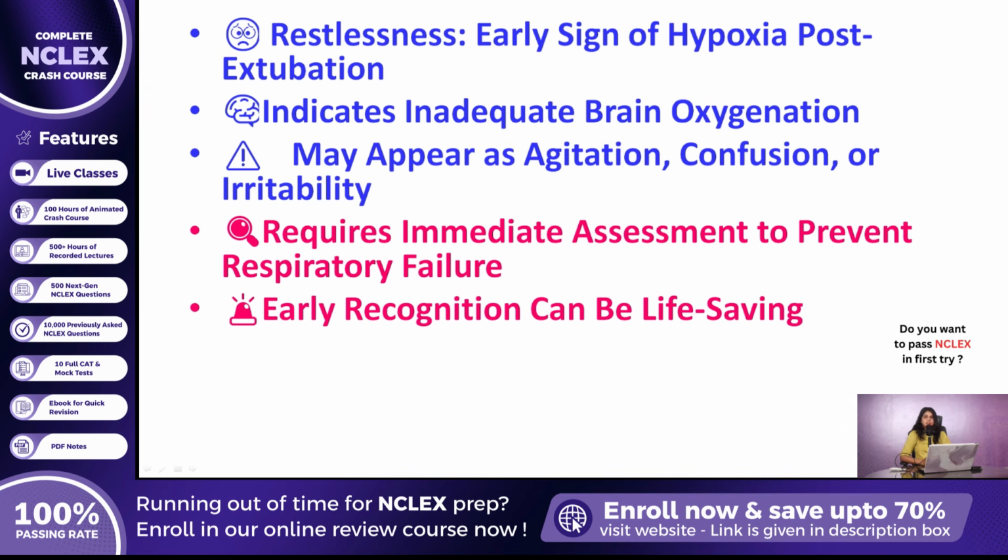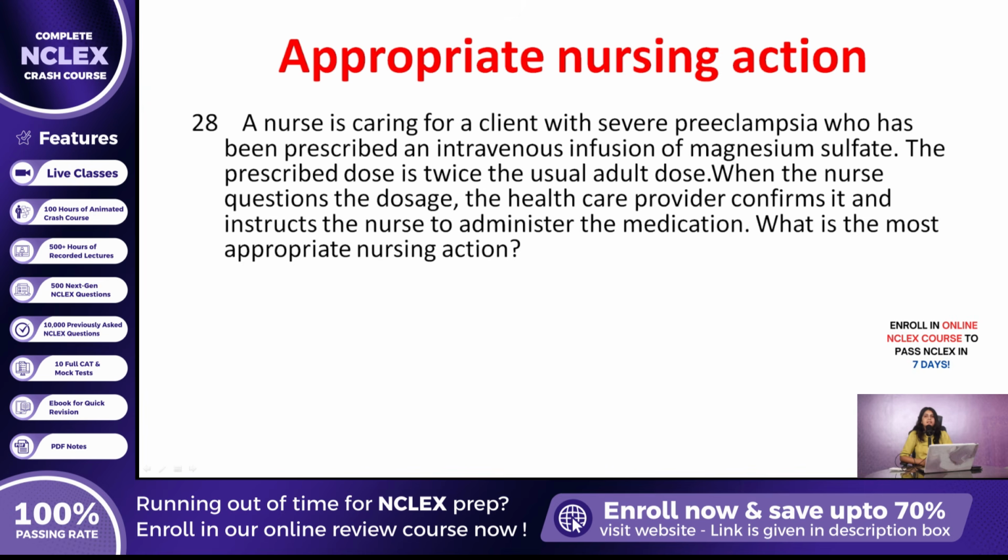Let us now examine question number 28, which presents an important scenario involving patient safety, professional responsibility, and ethical nursing practice. The nurse is caring for a client with severe preeclampsia who has been prescribed an intravenous infusion of magnesium sulfate. However, the prescribed dose is twice the usual adult dosage. When the nurse questions the order, the healthcare provider confirms it and instructs the nurse to proceed. The question then asks, what is the most appropriate nursing action?